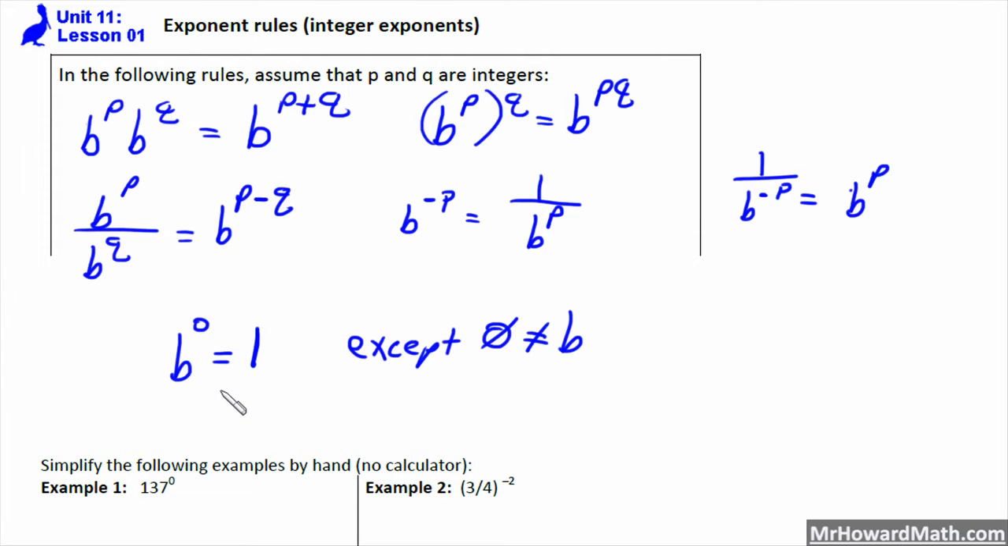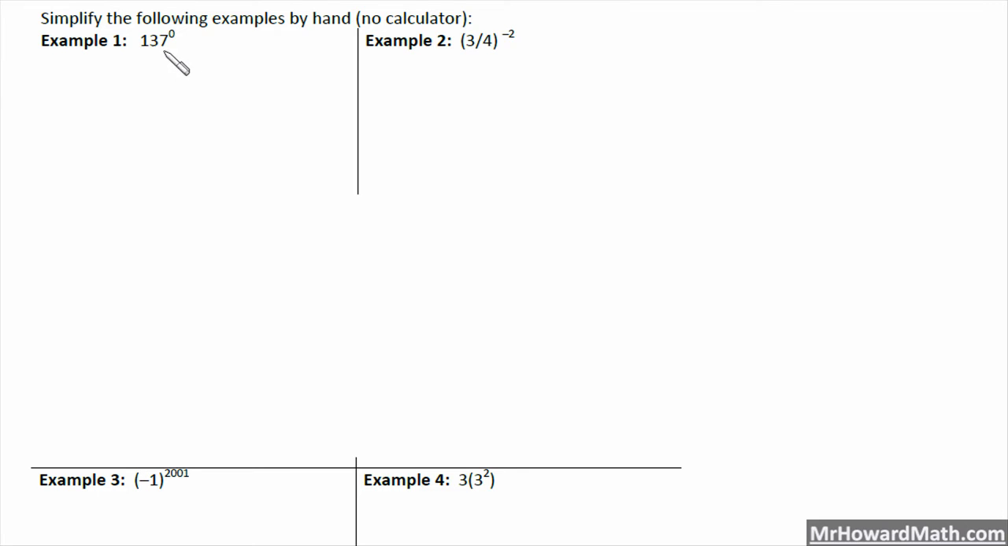Let's look at some examples. Okay, this first one here is super easy. 137 to the 0 power. Anything to the 0 power is equal to 1. So that one's done. Next one, 3/4 raised to the negative 2 power.